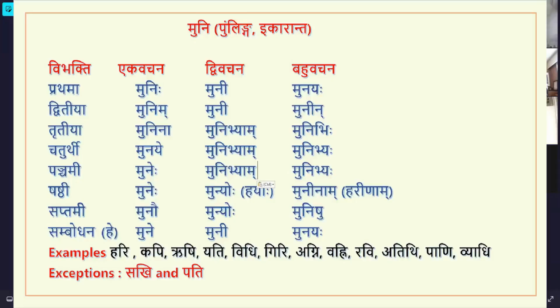Munaye, munibhyam, munibhyah. These are the same. Munibhyam, munibhyah. Munibhyam, munibhyah. Where did you get munibhyah? Munibhyah, munibhyam. Mune, munyo, muninam. You have to pronounce the munyo. Munyo, muninam.